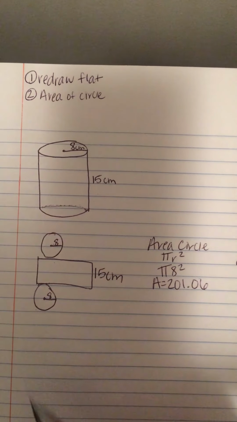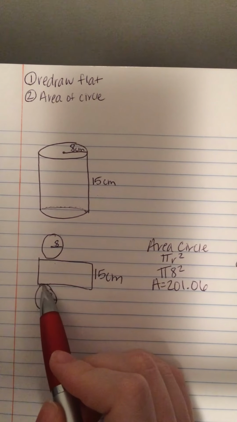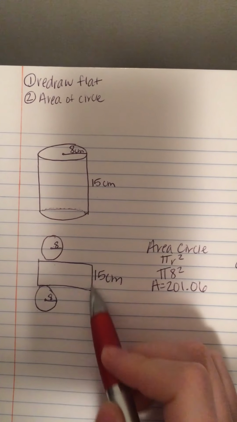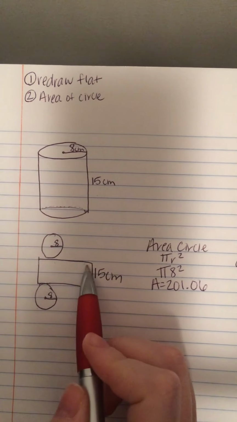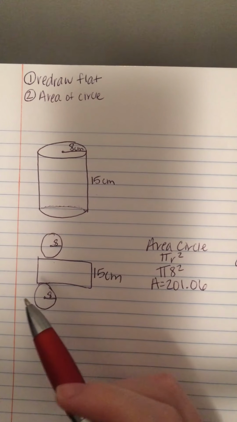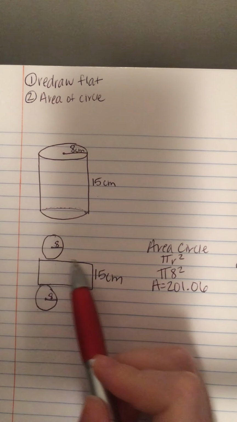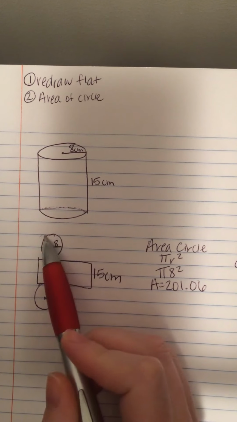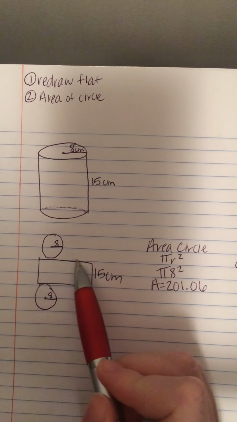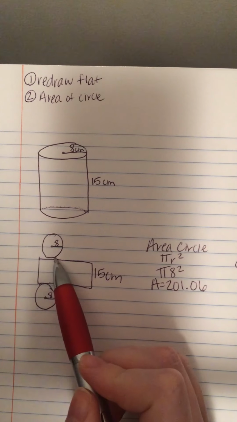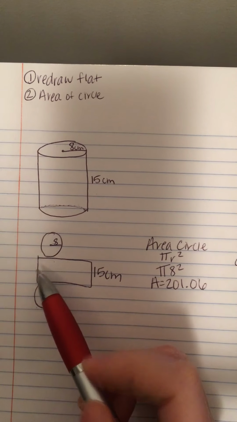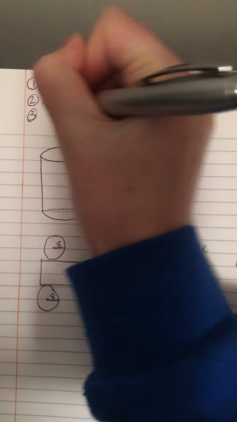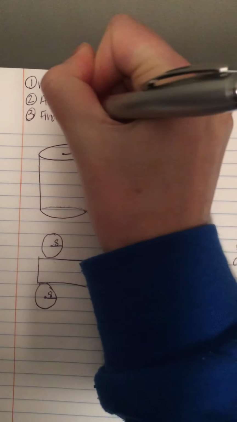So that part's done. The next thing I have to do is find the area of my rectangle. I know the height is 15. I have to find this length here. To find this length, I need to think about my 3D picture again. This length wrapped all the way around the circle when it was a 3D shape. To find the distance all the way around the circle, we need to find the circumference. So the next thing I need to do, step 3, is find the circumference.